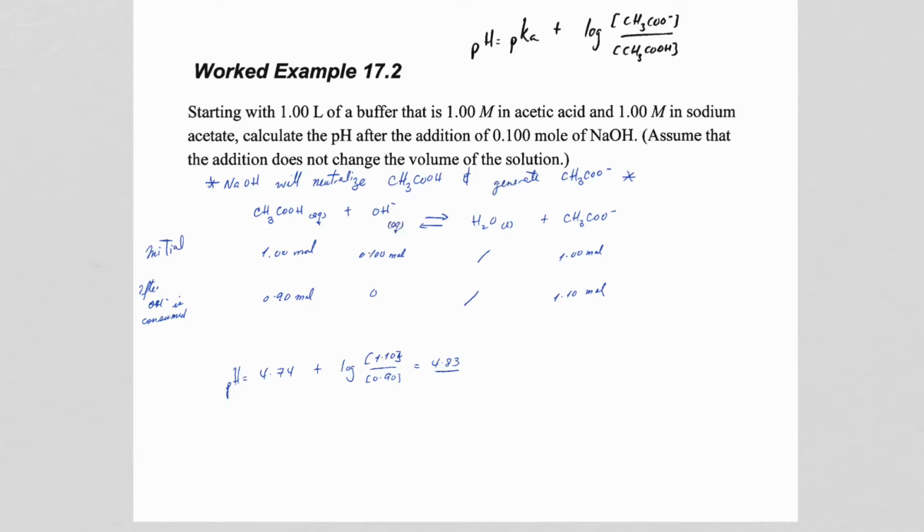That ratio I plug into my Henderson-Hasselbalch equation to tell me what is the final pH. I use the pKa, which is the p-type version of my Ka value for acetic acid, plus the log of the concentration of my weak conjugate base over the concentration of my acid. And that's it.